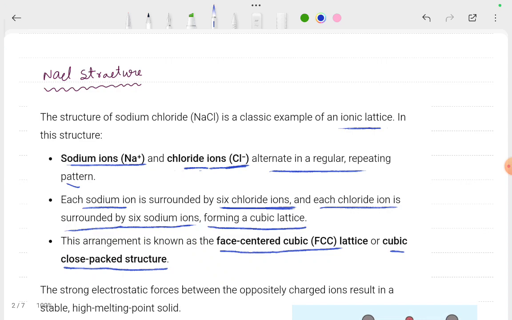Be careful. We will discuss this using some pictorial representations. We are just dealing with some basics of the NaCl structure, and these 3 points are very important for your competitive exam purposes. Please read carefully about all these points.